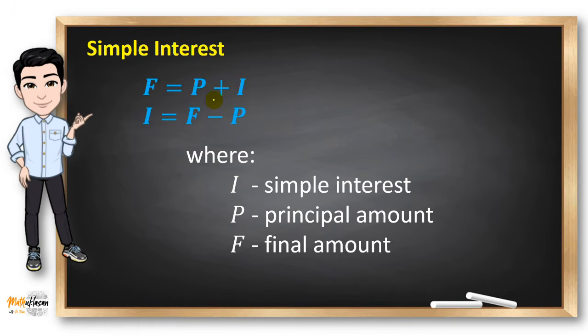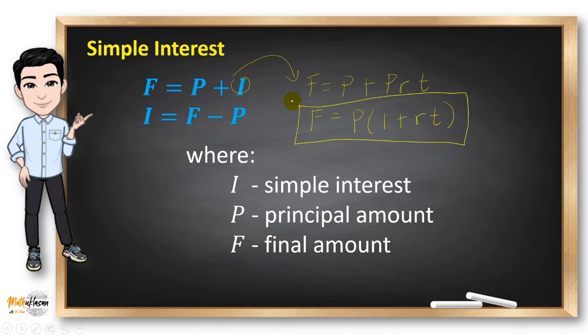From this formula, we can also create an alternative solution if the interest is not yet given. So we all know that we have F equals P plus the interest, and interest has the formula PRT. By factoring the principal value, we have P times (1 plus RT). So, in case you are looking for the final amount and the interest is not yet given while you have the rate and the time, you can use this formula.